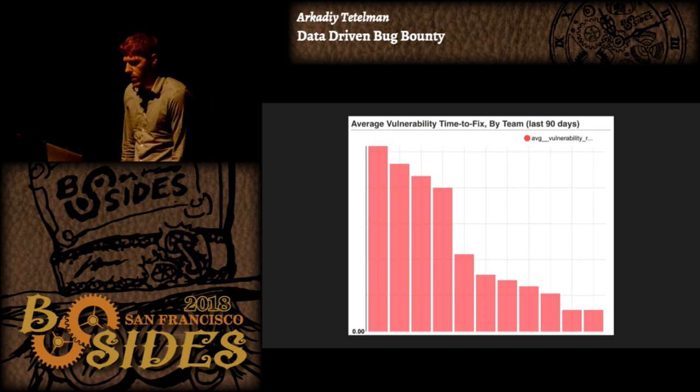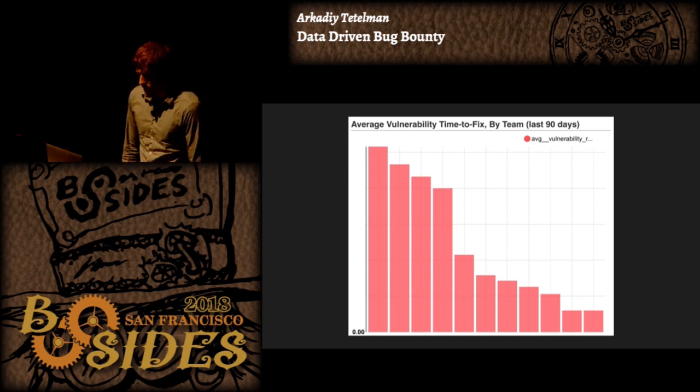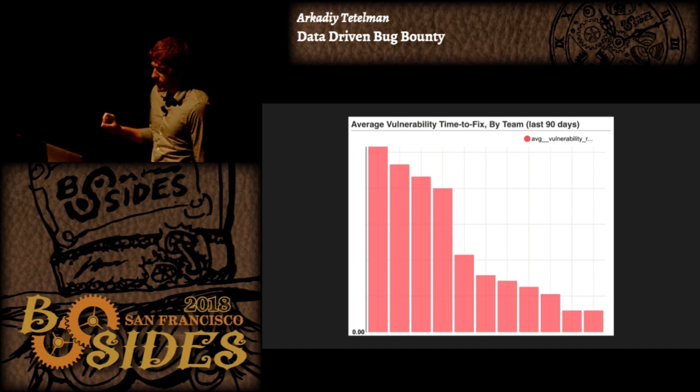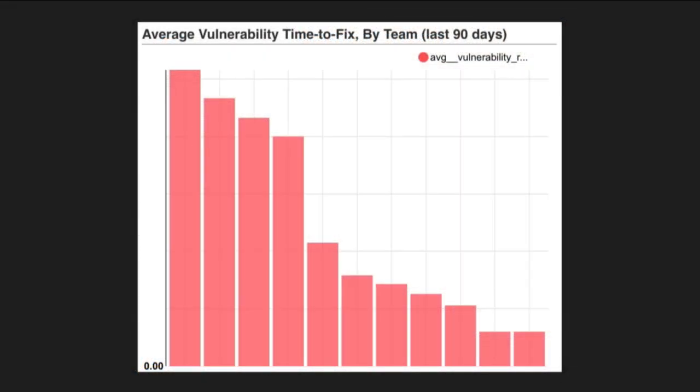Here's another fun graph. What you're seeing here is average vulnerability time to fix by team for the last 90 days. So the x-axis is individual teams. Every bar represents a team. And the y-axis represents the average time to fix in days for these vulnerabilities.